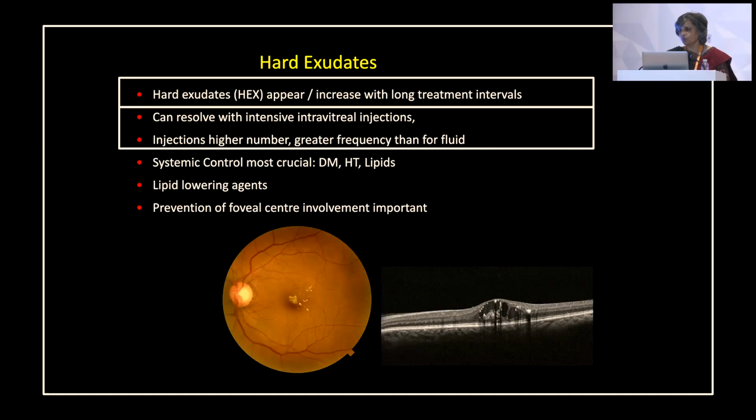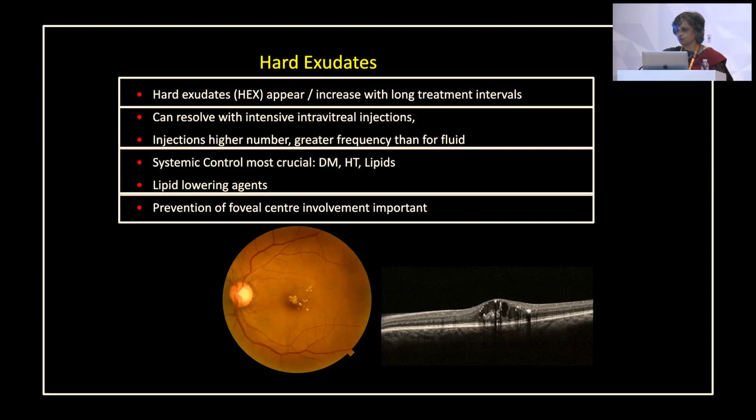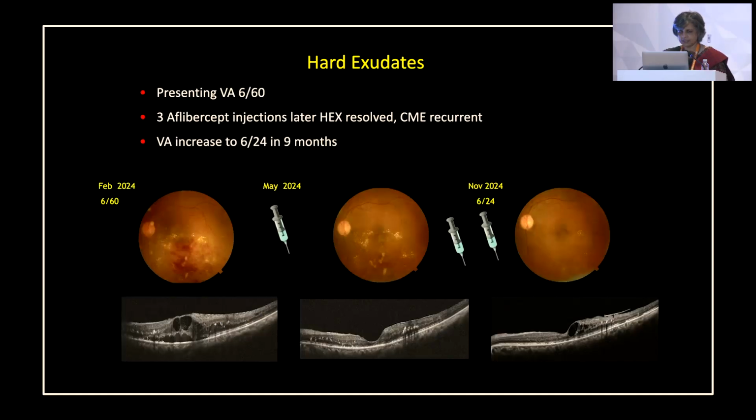And they also need more intensive intravitreal injections for resolution, more frequent, more in number. And alongside is very important systemic control, especially the lipid control, but also diabetes and BP. So I would say prevention of foveal center involvement is very important because once it comes, even resolution may not ensure good vision. It causes some permanent damage.